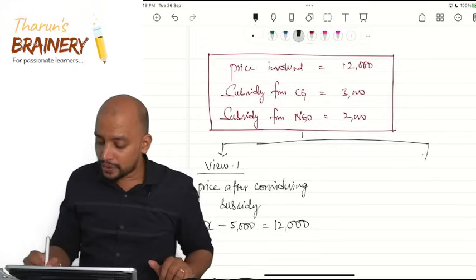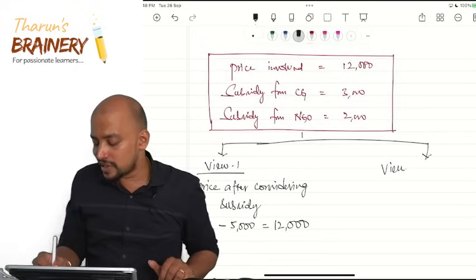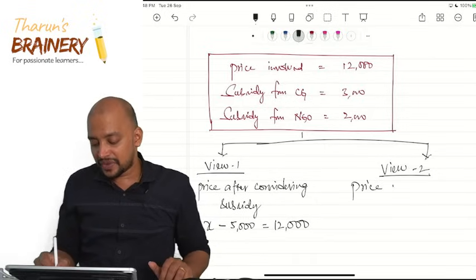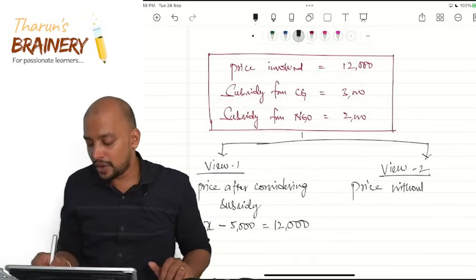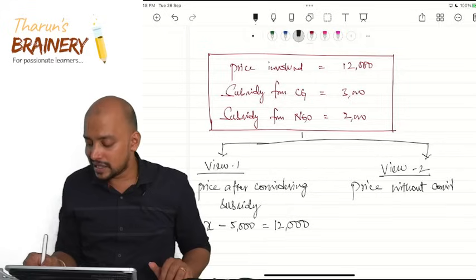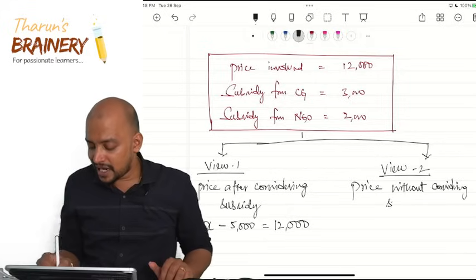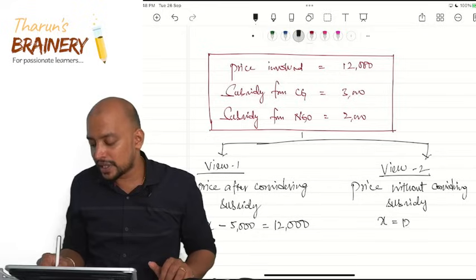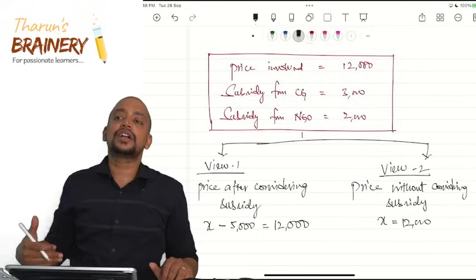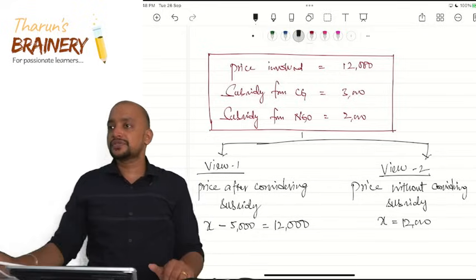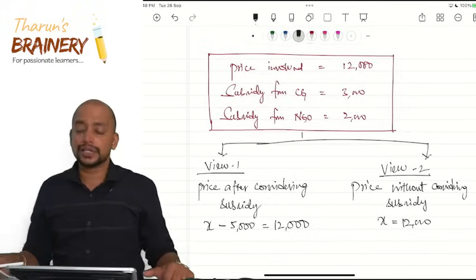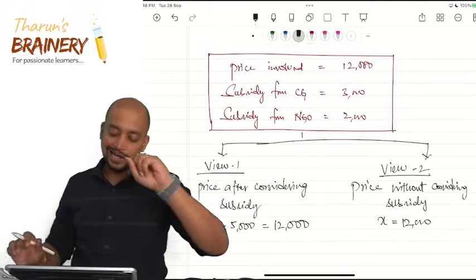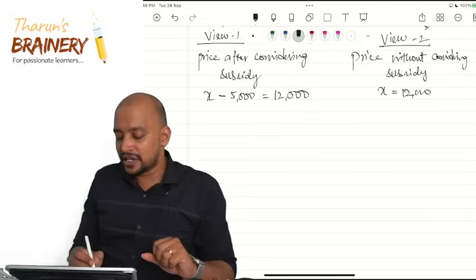Whereas view 2 is price without considering subsidy. When we take price without considering subsidy, means that X itself is 12,000, means this 5,000 is not yet reduced. The 12,000 itself is before reducing this 5,000 rupees. Now in this case, how the valuation will differ?